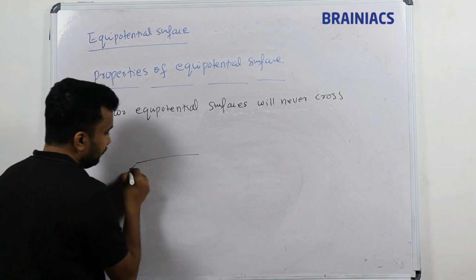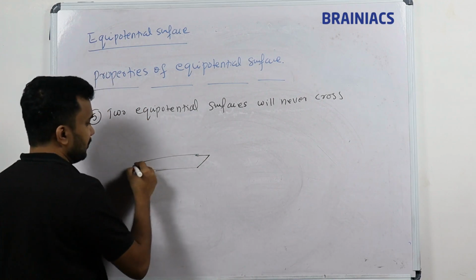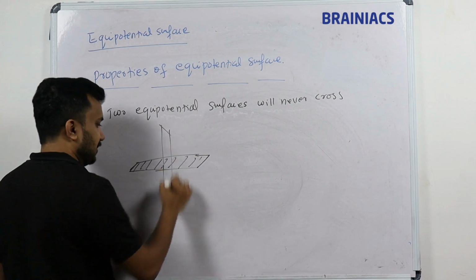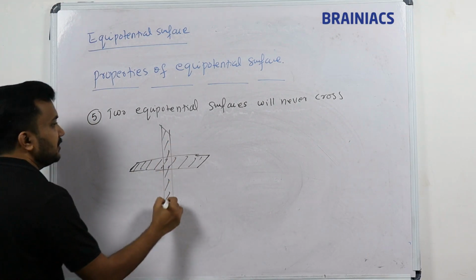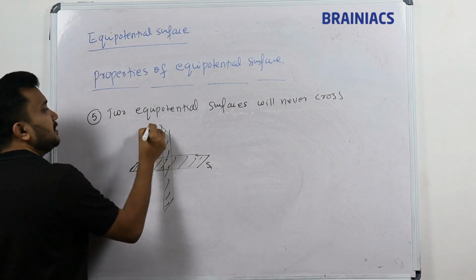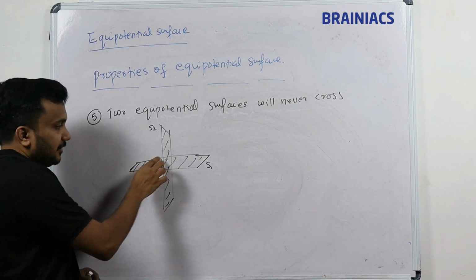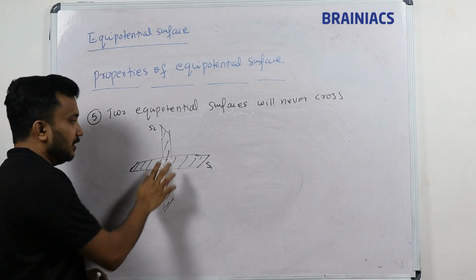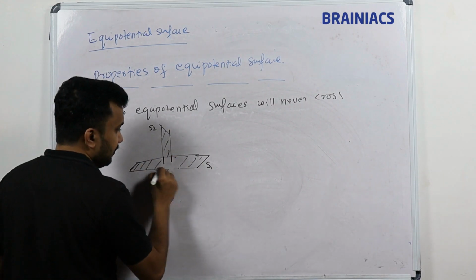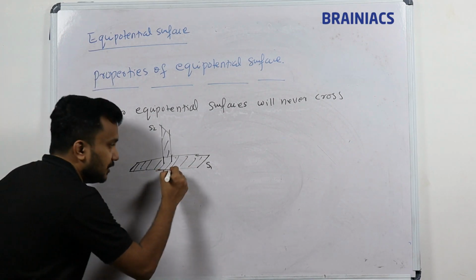For example, you can assume this is an equipotential surface, and I have another equipotential surface like this one. So these are the two equipotential surfaces. This is equipotential surface number 1, and this is number 2. In this arrangement, one surface comes here and goes out, so the two surfaces are crossing here.